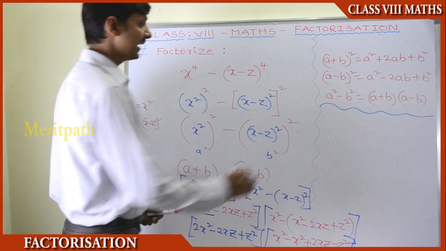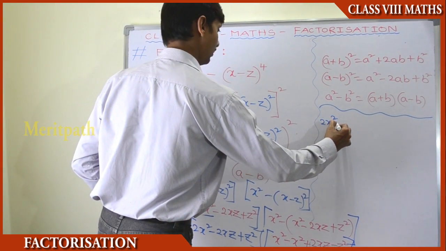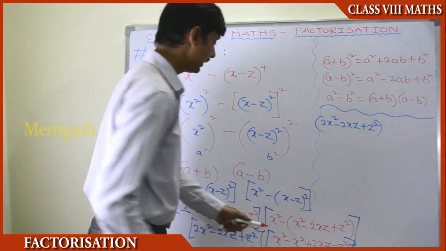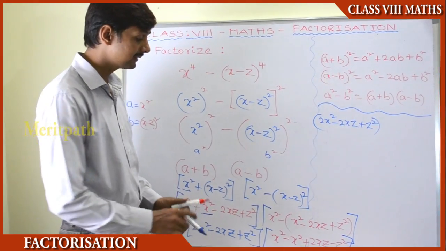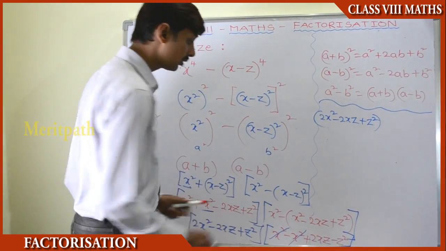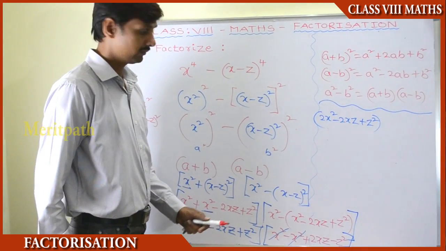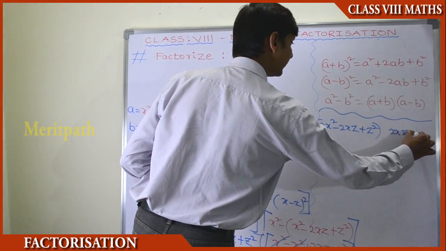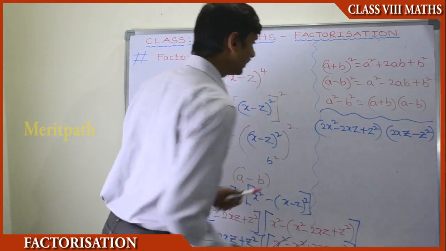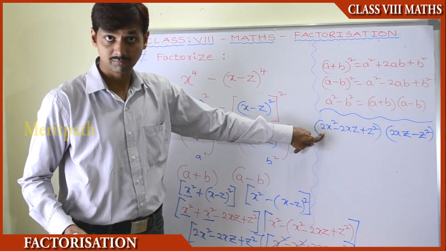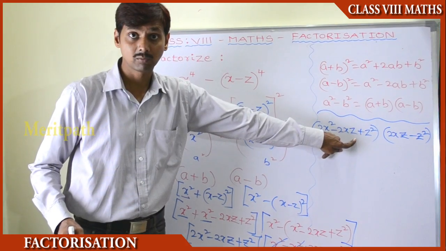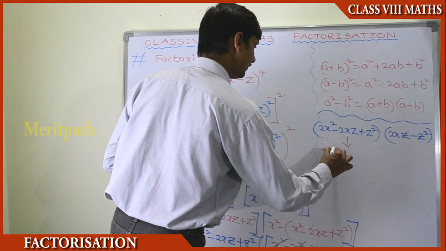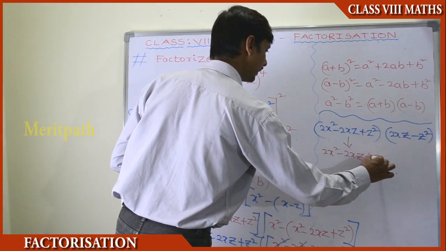So here 2x square minus 2xz plus z square. Then after here we got x square minus x square. These are the like terms, we can simplify both. Then after we are left with two terms, that is 2xz minus z square. So after that, when we observe these terms of 2x square minus 2xz plus z square, we cannot simplify this one. So let's write these terms the same as they are, 2x square minus 2xz plus z square.